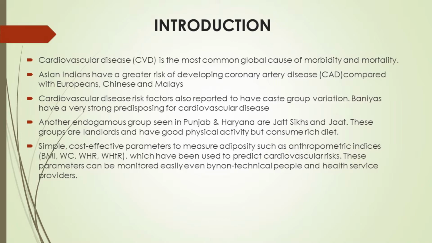So how do we do this? We use simple, cost-effective parameters to measure adiposity, such as anthropometric indices: BMI, being body mass index, waist circumference, waist to hip ratio, and waist to height ratio. We use these to predict cardiovascular risks. These parameters can be monitored easily, even by non-technical people, and hence we use them in this study.